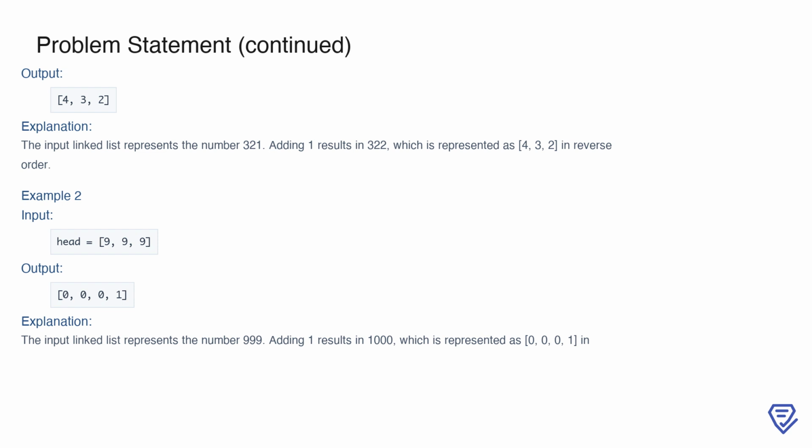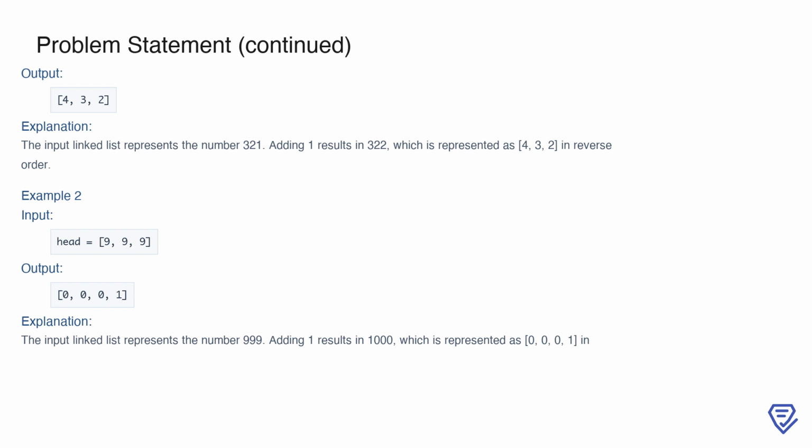In the first example, the input linked list is 1, 2, 3. This list represents the number 321, since the digits are stored in reverse order. When we add 1 to 321, the result is 322. To represent this in the same reverse order, the output linked list would be 4, 3, 2.